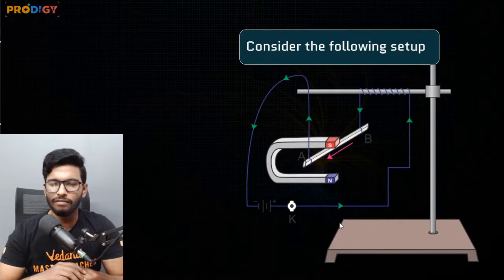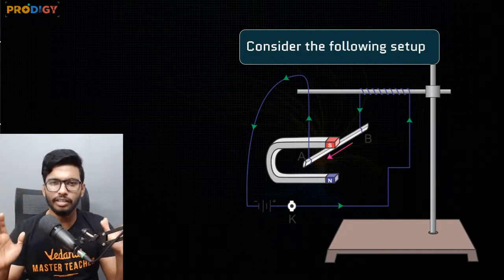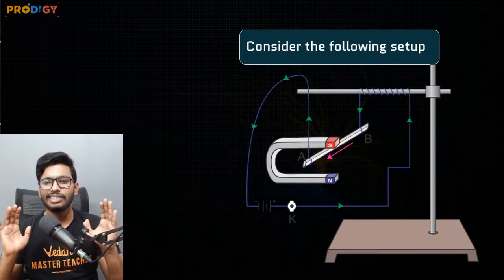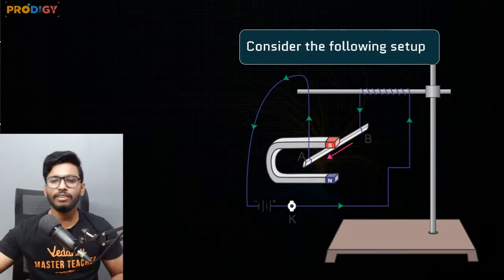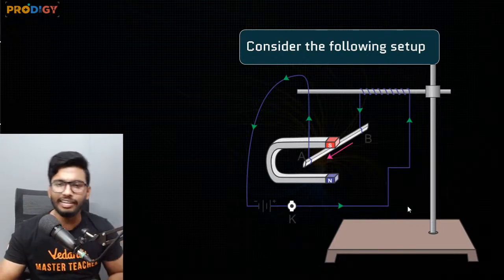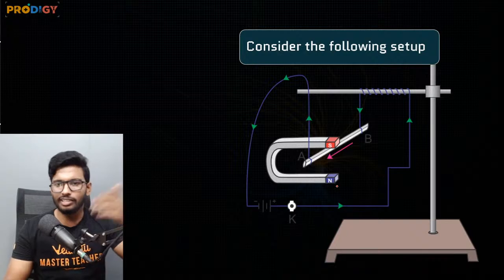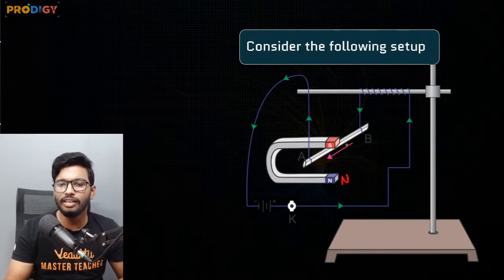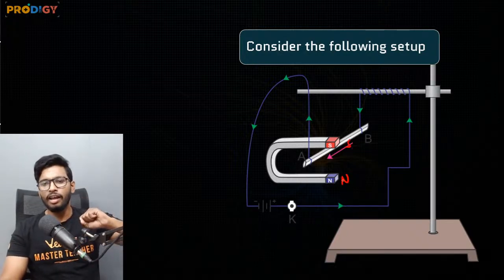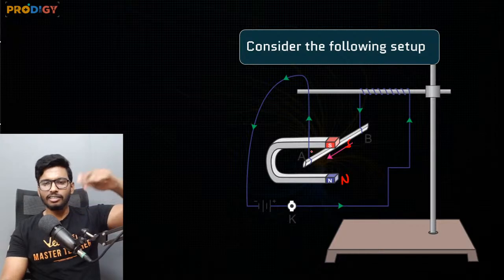So what I'm going to do is I'm going to put up a very simple setup. The setup goes like this. I have a permanent horseshoe magnet with a north and a south pole, which is basically hanging. You can see that over here. This is the north pole, this is the south pole, and it's basically hanging.